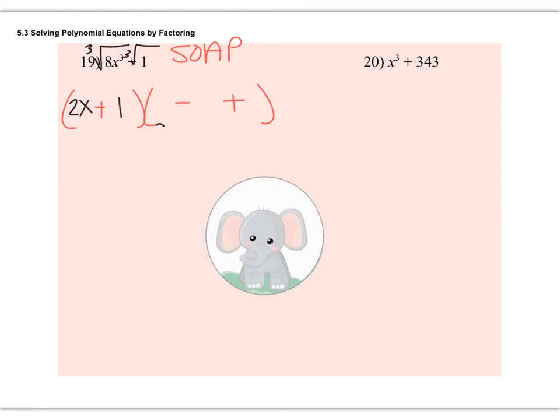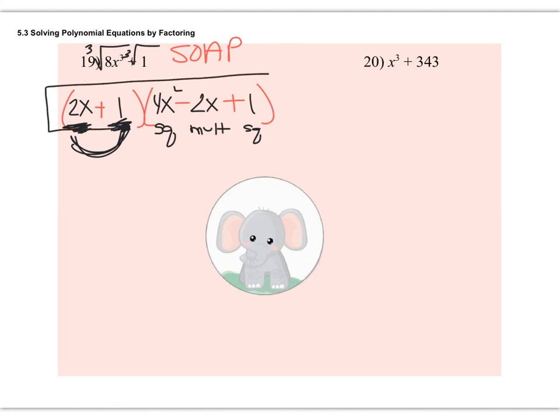All right, fill in the other part. It is square, multiply, square. First term, 2x times 2x, right? We're squaring it. Gives me 4x squared. You multiply these two together. 2x times 1 is 2x. And then square this last one. 1 squared is 1. And no, it will not factor further. I am done factoring.